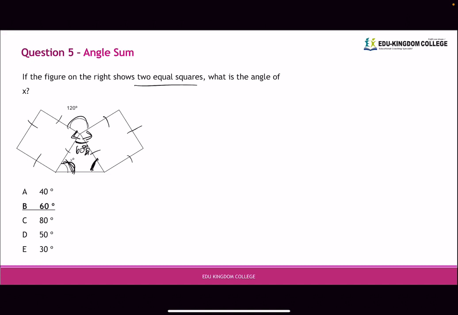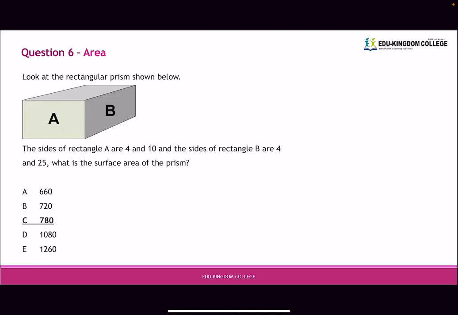And so if they're both equal and add up to 120, they should be 60 and 60. Question 6, we have side A, which is 4 by 10, and then side B, which is 25 by 4, which means that we have two sides that are 4 by 10, two sides that are 4 by 25, and then two sides that are 10 by 25. So that's top and bottom. And so when we add those all up, we should get 780.